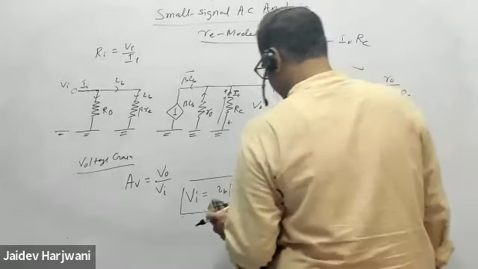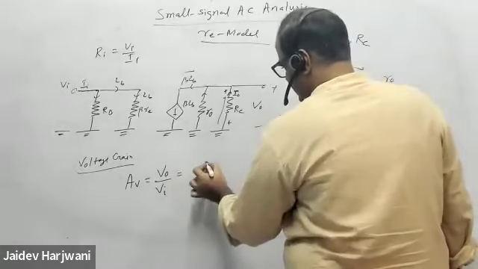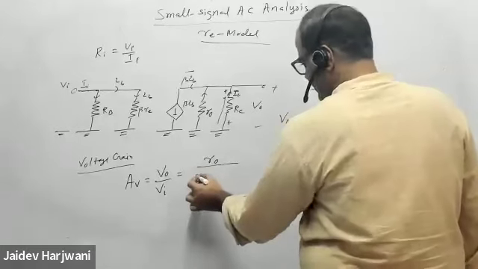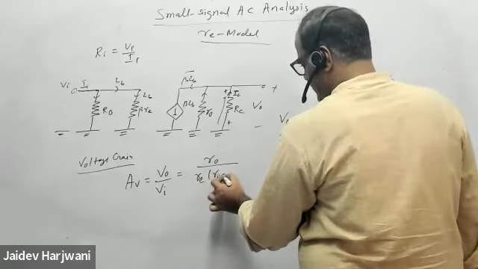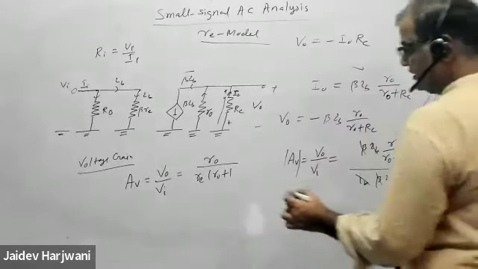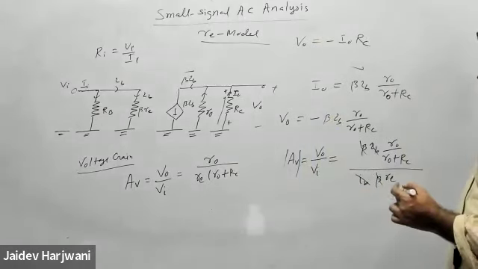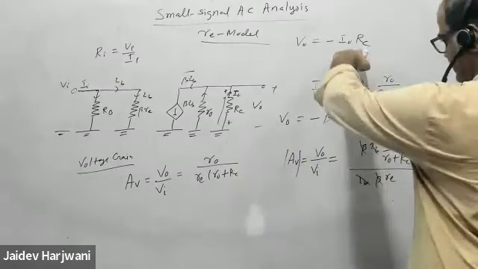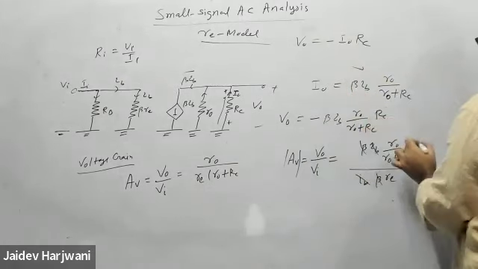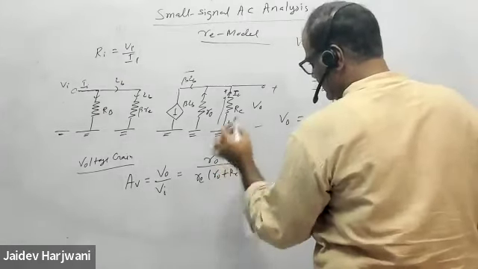My voltage gain is equal to R naught over RE, R naught, RC. Just give me one minute, I'm making a mistake. RC was there, right? This RC is also there. So my V naught is I naught RC, RC is also there. Okay, R naught RC.